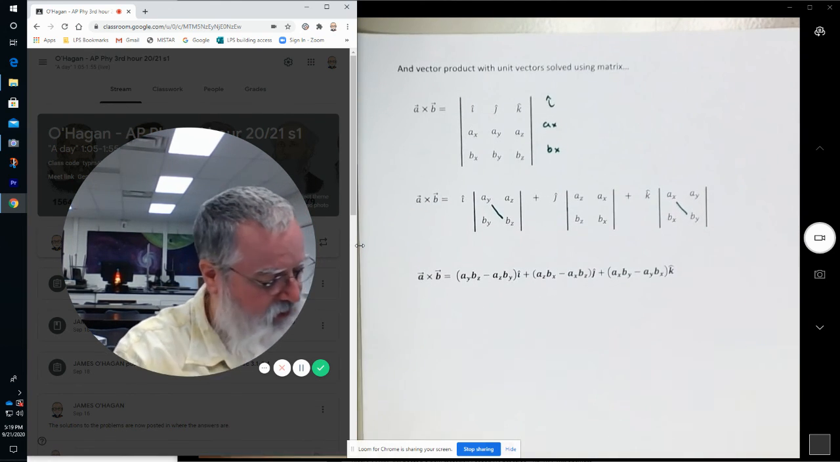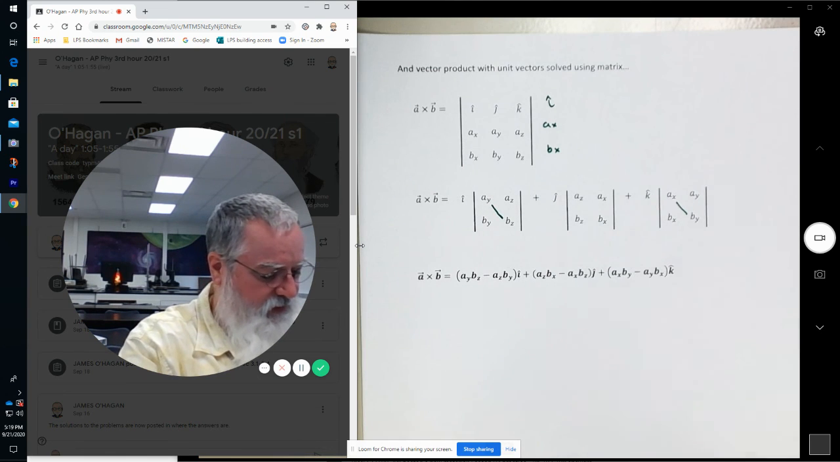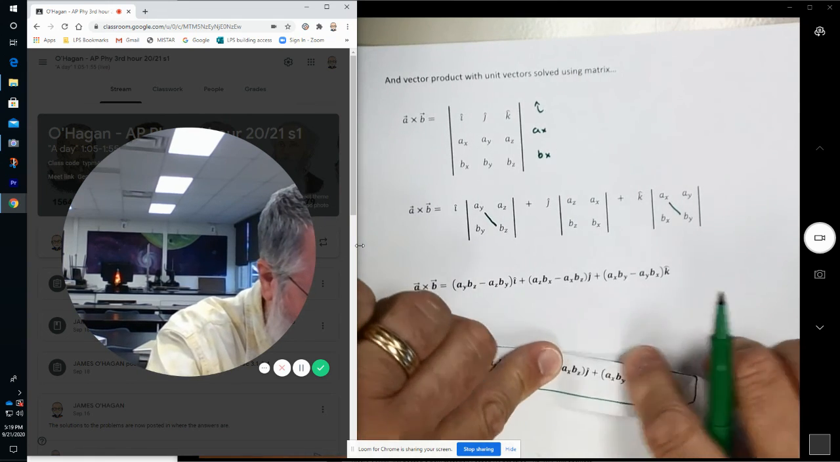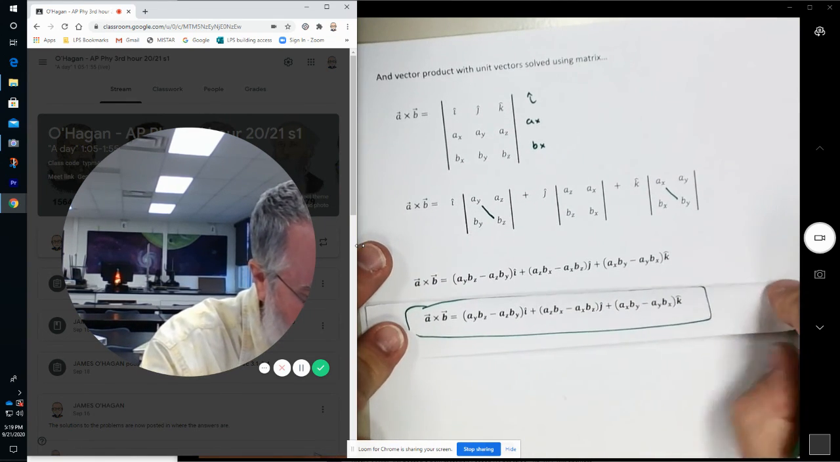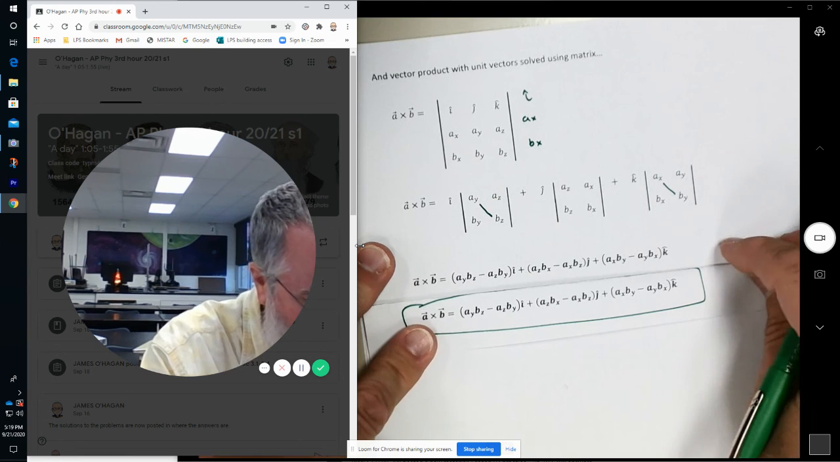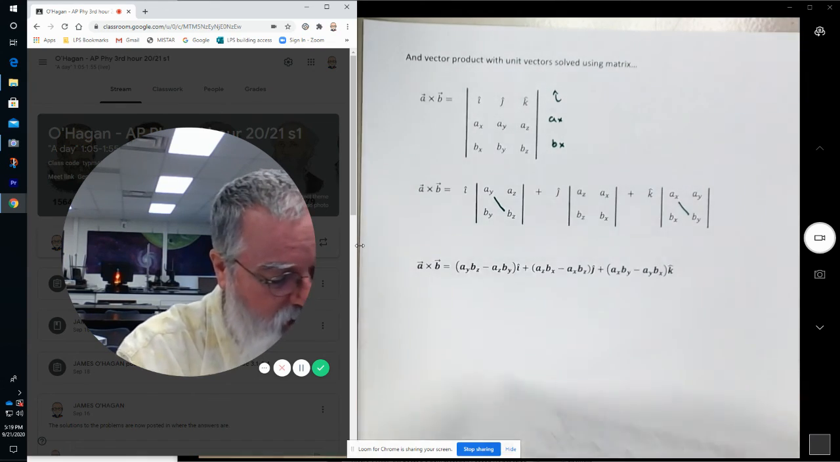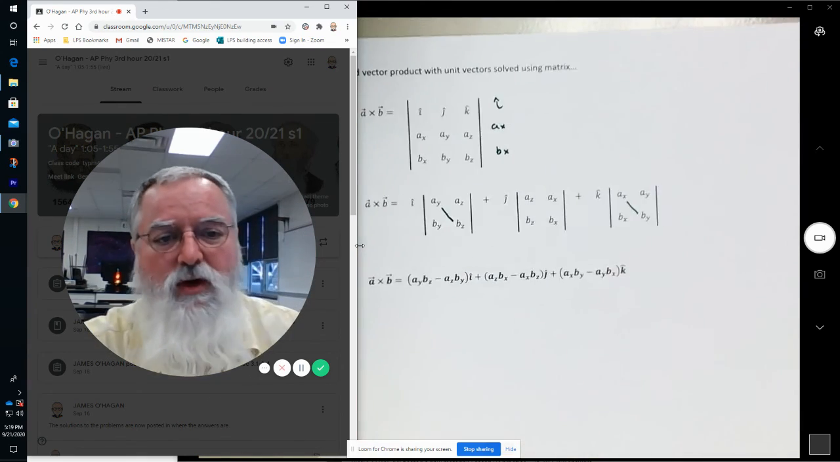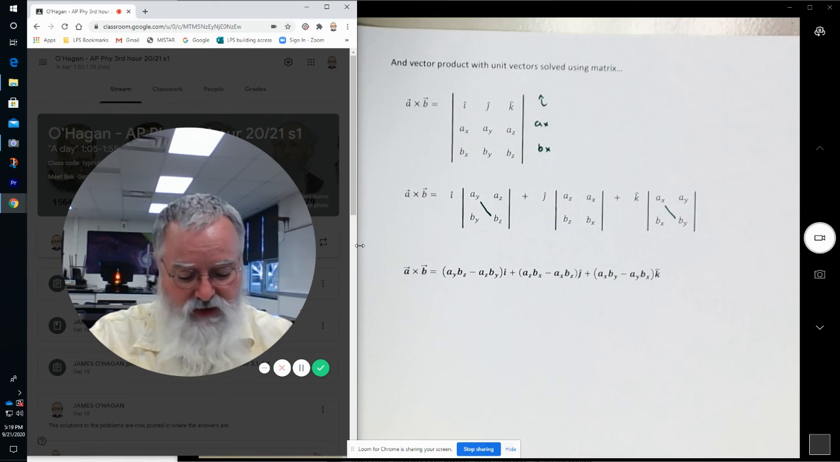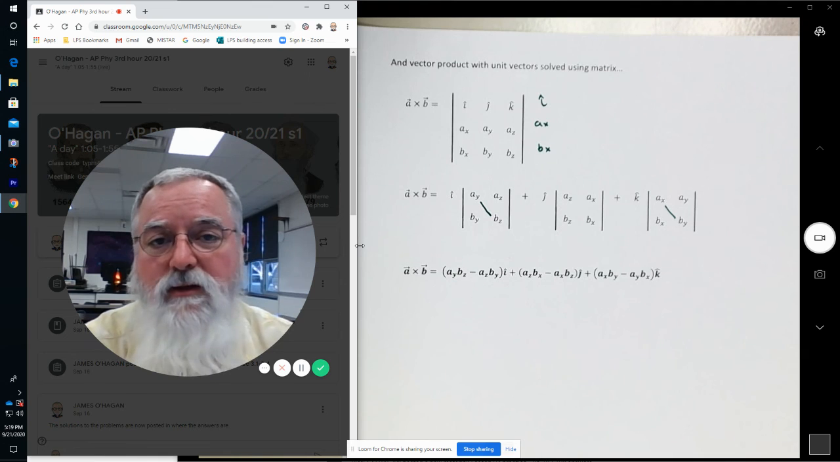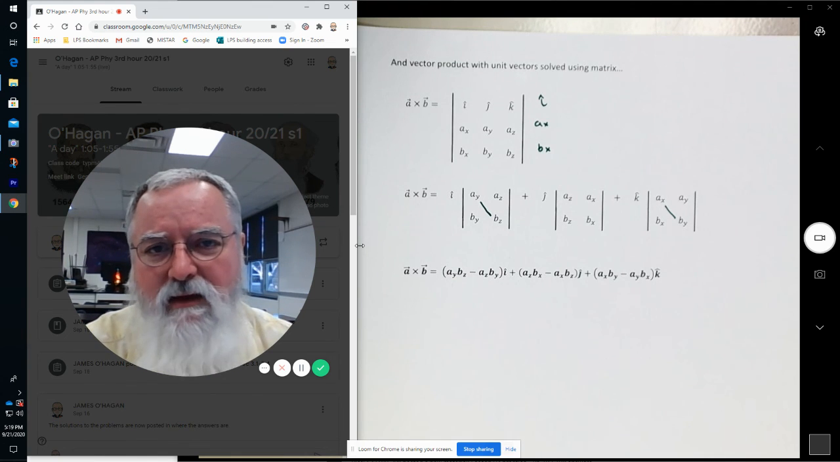And guess what, everybody? It's really kind of cool, because what we got with the matrix ends up being the exact same thing we got doing it the other way, and I personally think it's a whole lot quicker. So that is your crazy crash course into unit vectors and how to multiply three-dimensional vectors.